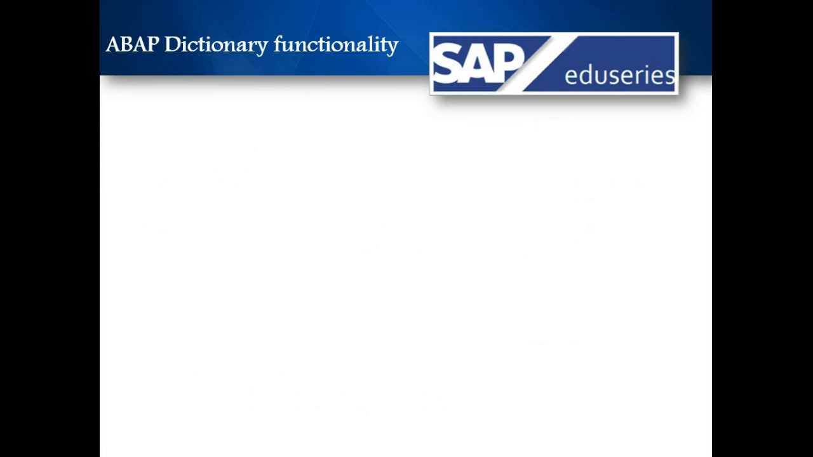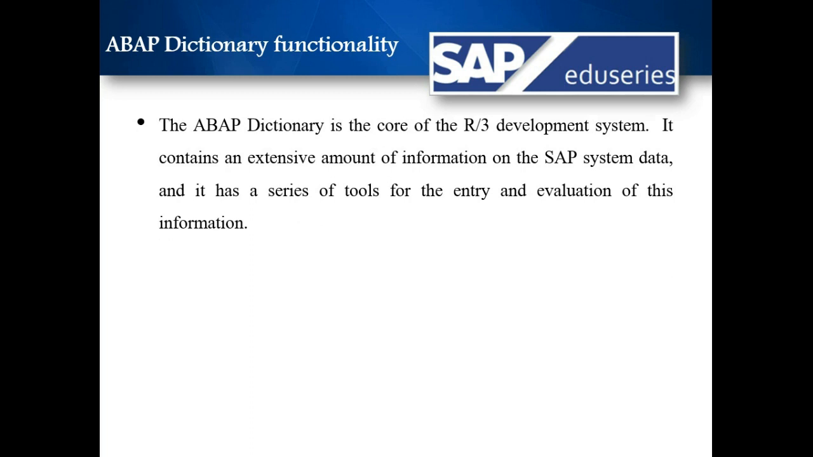ABAP Dictionary functionality. The ABAP Dictionary is the core of the R3 development system. It contains an extensive amount of information on the SAP system data, and it has a series of tools for the entry and evaluation of this information.